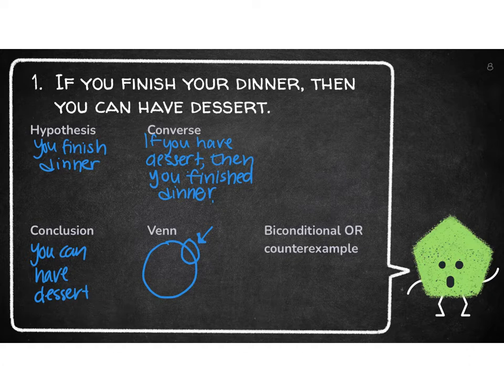Since the conditional and converse are not both necessarily true, we are not going to have a biconditional, and we're going to look for a counterexample. So a counterexample could be that parents gave in and gave you dessert anyways. It could maybe be that you had a babysitter and you convinced them that you didn't need to finish your vegetables. Maybe it's your birthday, whatever it might be, those are our counterexamples.